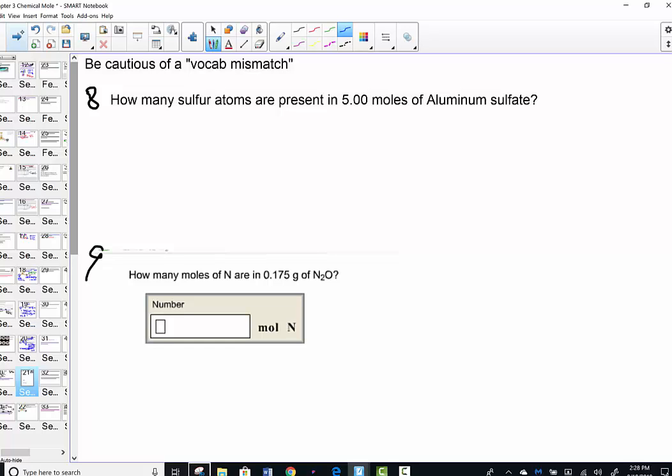I said let's be cautious of what we call a vocabulary mismatch. What I'm referring to is, I'm just reading it through, number 8 is a vocabulary mismatch. How many sulfur atoms are present in 5 moles of aluminum sulfate? I'm asked to count individual atoms of sulfur, but I'm given something much larger called a compound. When I see that, I know it's a trigger for me, a word clue, that it's going to be a 2-step conversion factor, a vocabulary mismatch.